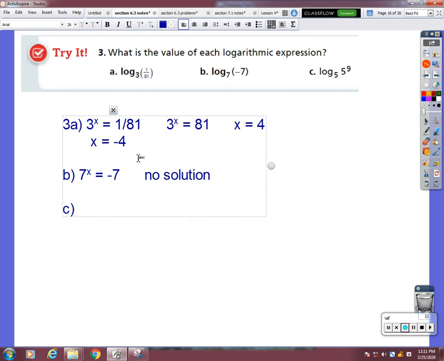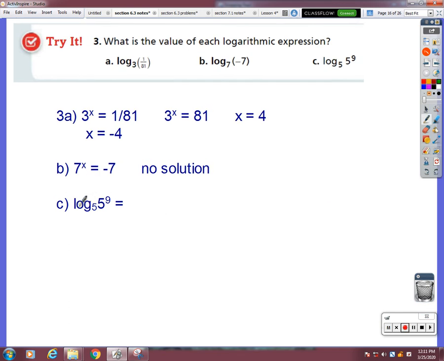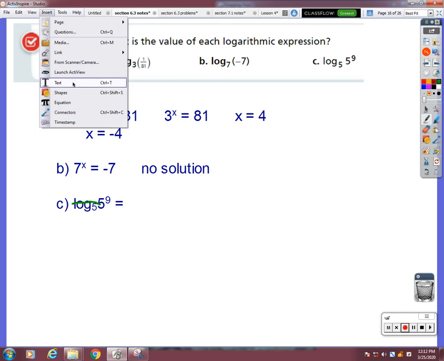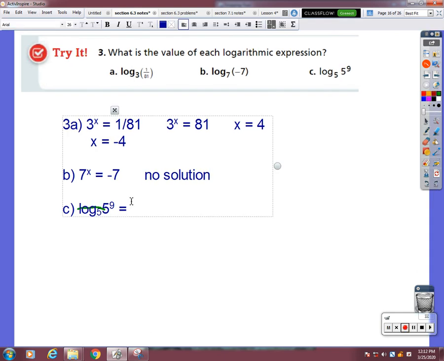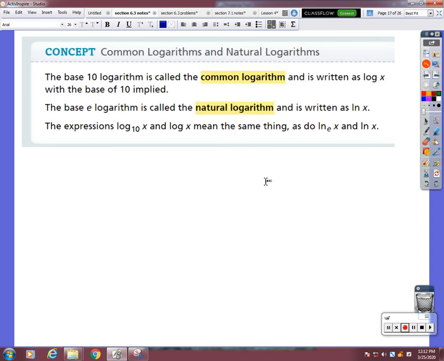And then finally, this is the example that we were just talking about on the previous slide. If I have log base 5 of 5 to the 9th, since this base and this exponent are the same, these things are just going to cancel out. And then I'm going to end up with 9 as an answer. Okay? Alright, so that's the basic introduction to logs.